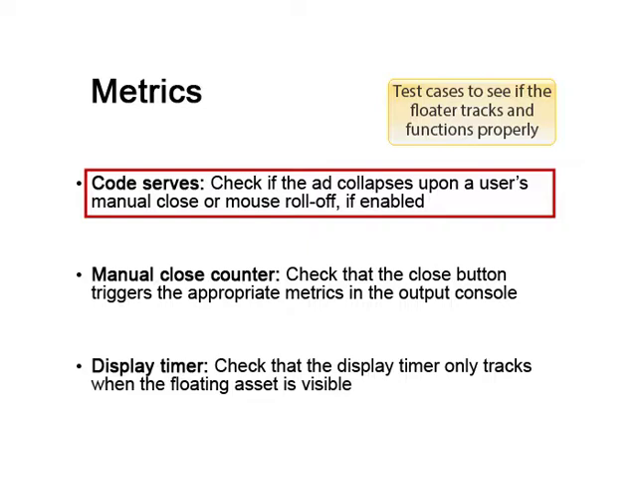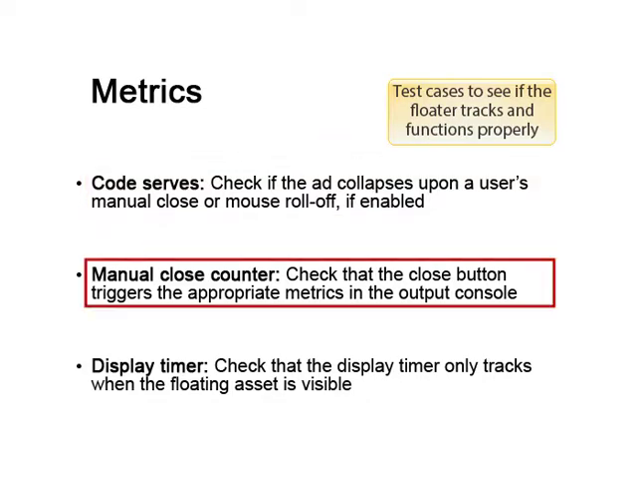You should check that both the number of the code serves and delivered impressions track properly so that the campaign metrics accurately reflect the creative serve ratio. The next metric is the Rich Media Manual Close Counter, which you should recall from the lesson on the expanding test cases. Check the output console to see if the manual close counter triggers when a user manually closes the floating panel. Look out for any unintended events or exits that may fire, such as a background click-through. If an exit is triggered after clicking the close button, the creative should be rejected.